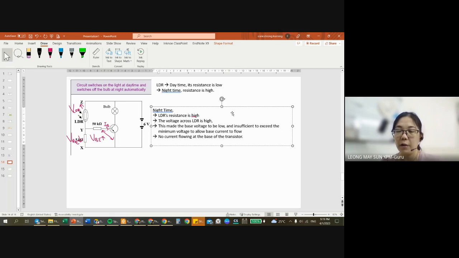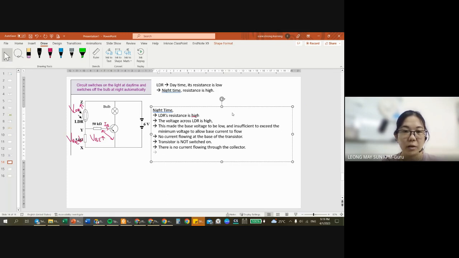When there's no current flowing through the base of the transistor, it is not switched on. When the transistor is not switched on, there is no current flowing through the collector. When no current is flowing through the collector, the light bulb is off. Okay, I hope by typing this out, it will be easier for you guys to understand.